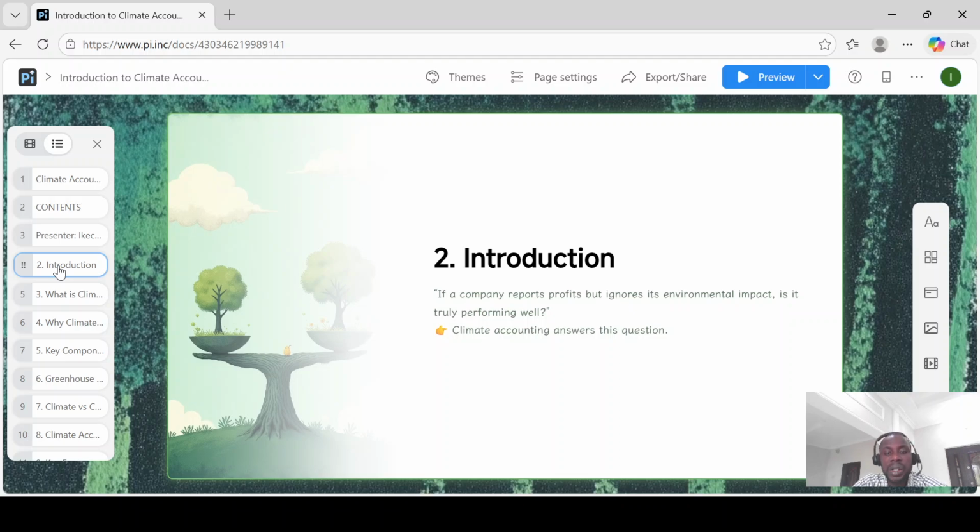The introduction: if a company reports profits but ignores its environmental impact, is it truly performing well? Climate accounting answers this question. If you look at what we call the tragedy of the horizons, we're having an effect on the climate right now, but the future generation will have more impact. So we need to look at the impact our businesses, operations, and ventures have on the climate at present in order to safeguard the future generation.